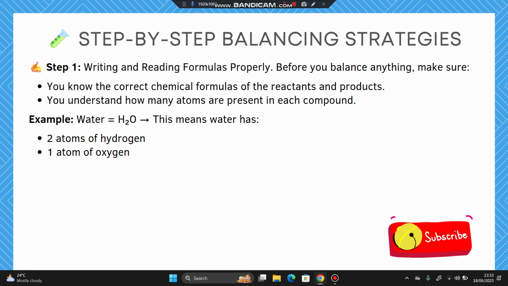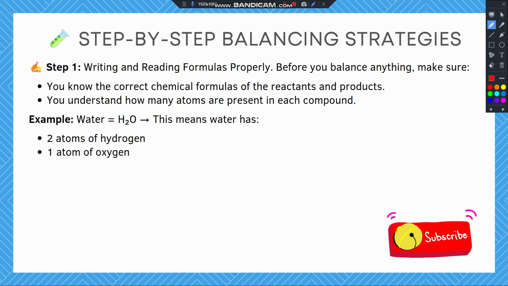So the first thing to do when you want to balance a chemical equation is this. Before you even say you want to balance anything, you need to make sure you know the correct formulas of the reactants and of the products. Because let's face it, balancing a chemical equation involves you utilizing symbols and formulas. So if you do not know the right formula of a product or a reactant taking place in a chemical reaction, you will be disarmed and unable to balance the chemical equation.